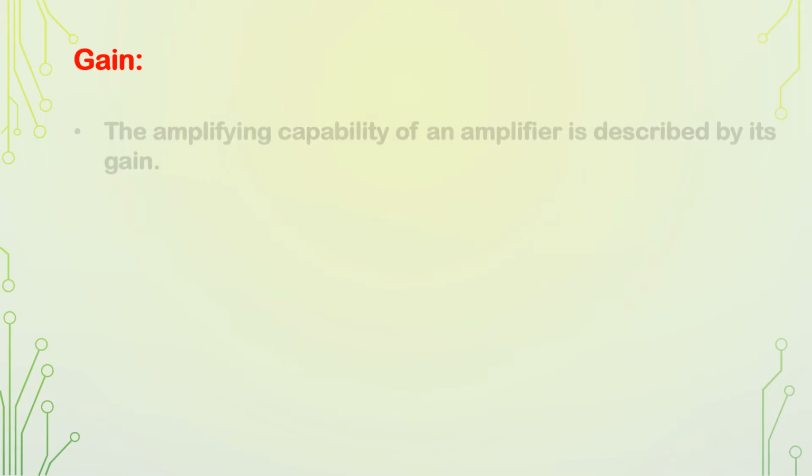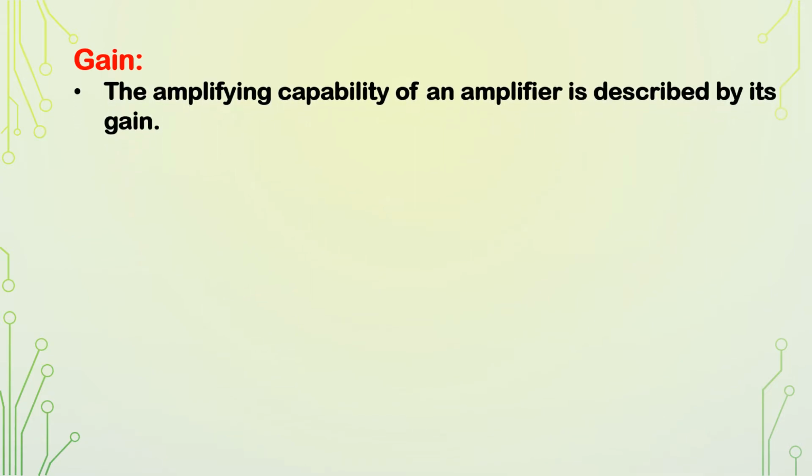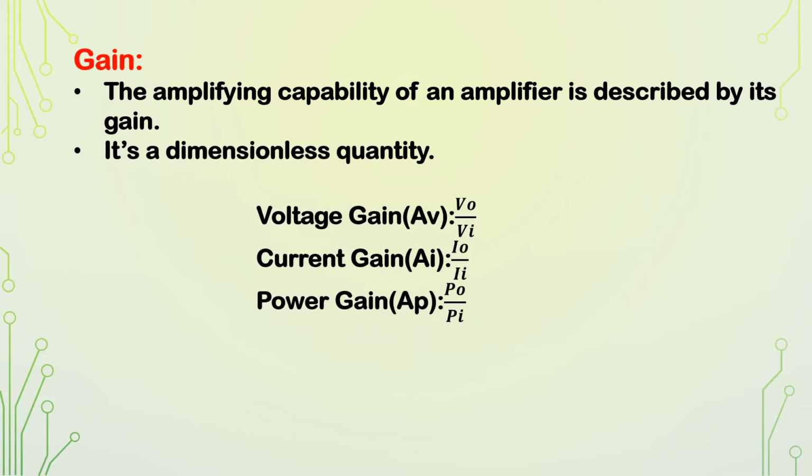So the first one, that is the gain of an amplifier, and I already said that gain should be large. So what is actually the gain of an amplifier? The amplifying capability of an amplifier is described by its gain, and it is a dimensionless quantity. So three different gains are defined for an amplifier.